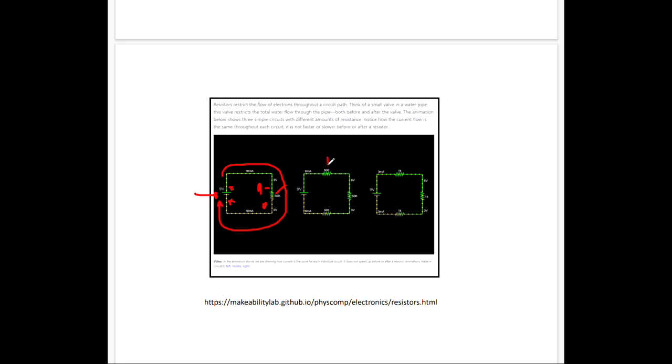Now if we introduce 3 resistors, the same thing is going to happen, but that 9 volts has to be dissipated by all 3. So that voltage drop is going to be shared by all 3. So each of these resistors is going to drop a portion of that voltage.